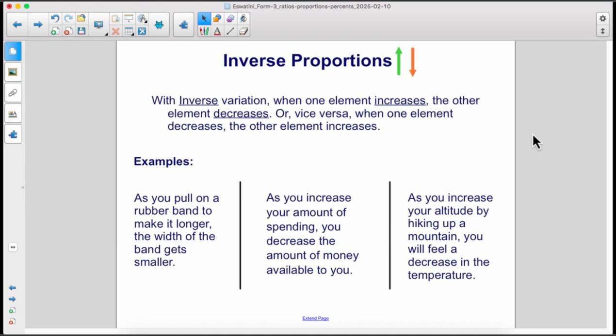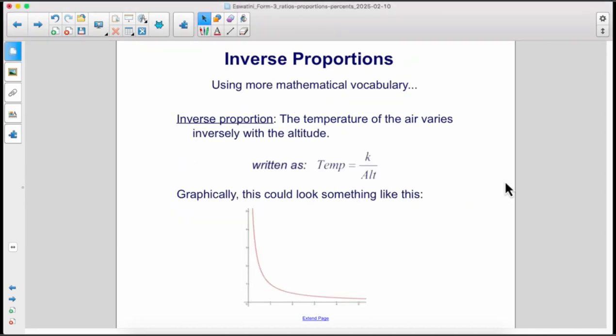For example, as you pull on a rubber band to make it longer, the width of the band gets smaller. As you increase your amount of spending, you decrease the amount of money available to you. As you increase your altitude by hiking up a mountain, you will feel a decrease in the temperature. Using more mathematical vocabulary, inverse proportion is, for example, when the temperature of the air varies inversely with the altitude, written as temperature equals K over altitude.